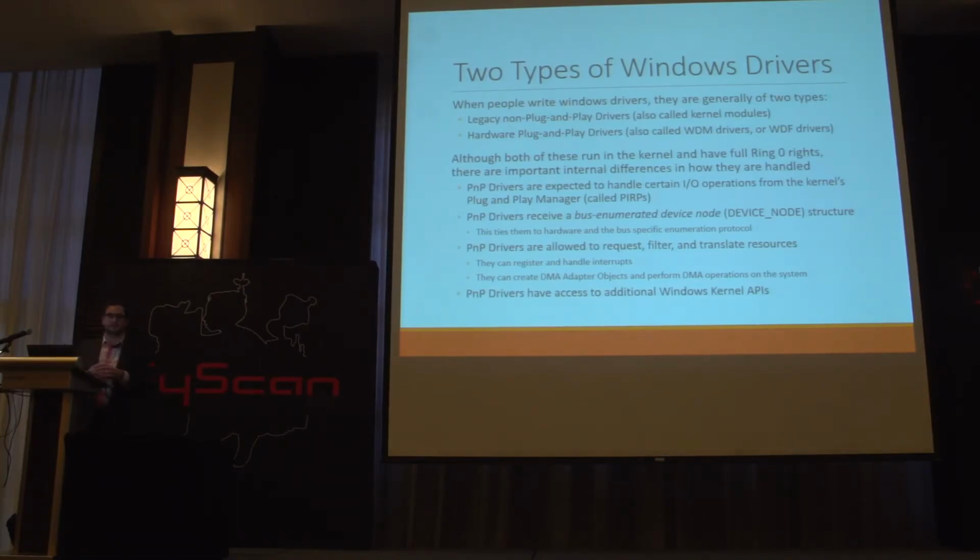But there are differences. Plug-and-play drivers will get certain I/O operations from the kernel's plug-and-play manager, and they have to respond to them. And we call those plug-and-play I/O request packets, or PnP IRPs. Plug-and-play drivers get something called a bus enumerated device node. This is a special structure in the kernel that describes you as being a hardware device, and it ties you to a bus, and it ties you to a piece of hardware on that bus.